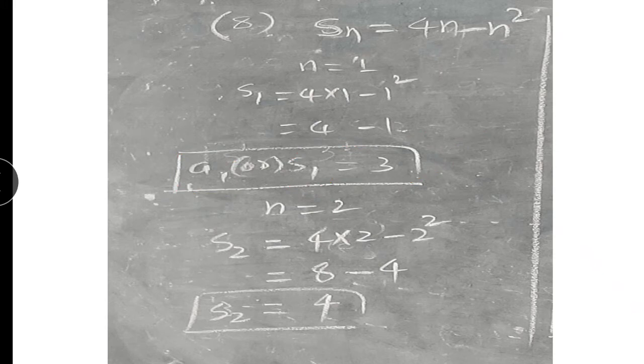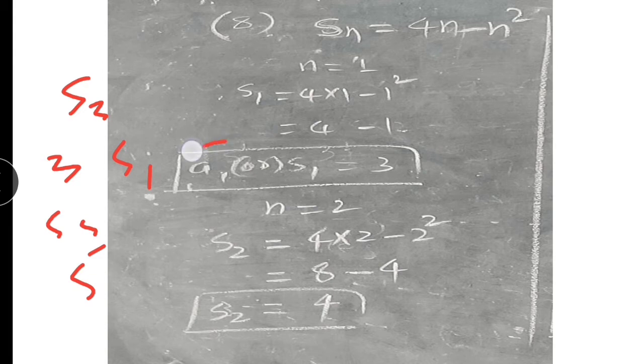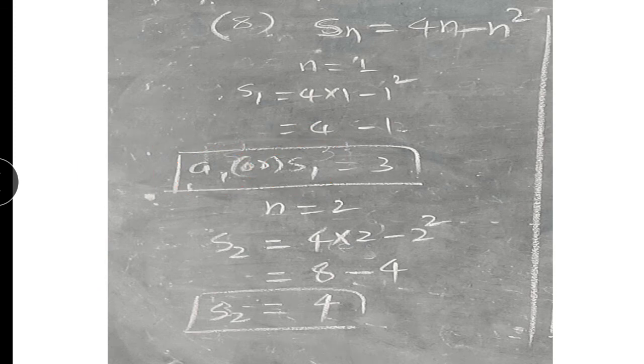Why? Because S3 is nothing but the sum of the first 3 terms. S5 is the sum of the first 5 terms. S1 means the sum of 1 term. So a 1-term sum is not possible, so the first term is denoted here by A1 or S1. So both are correct. So here S1 equals 3.